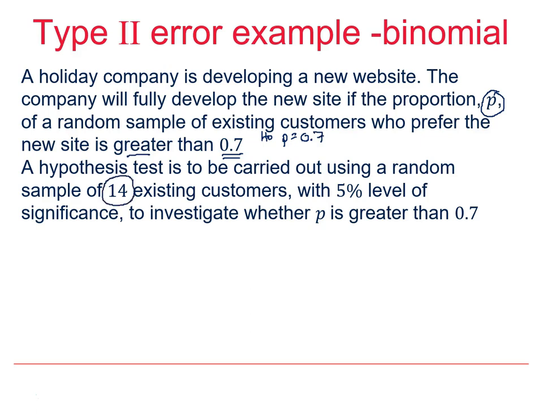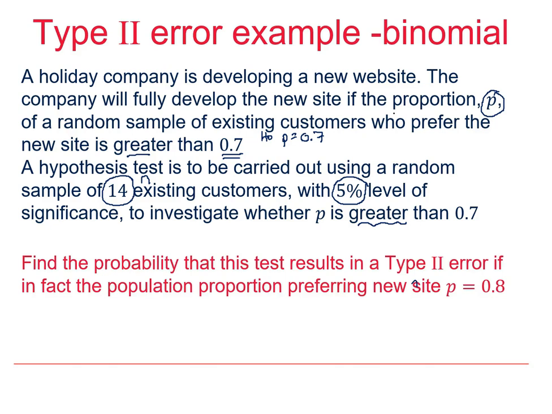We have a sample of 14 customers, so that's giving us the n in our binomial model. It's a 5% test, and again remember we're looking at a greater than, so a one-tail alternative hypothesis, and we need to find the probability of making a type 2 error. And here's our additional information. If in fact we knew the population proportion preferring the new site actually isn't 0.7 anymore, it's 0.8.